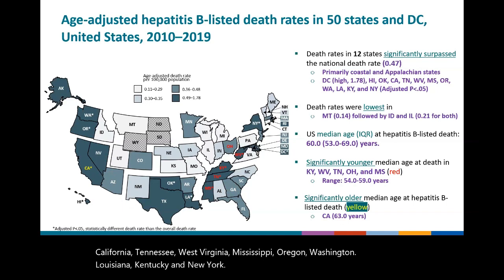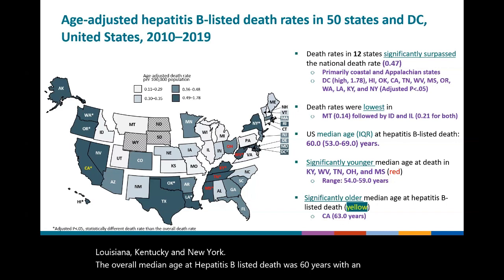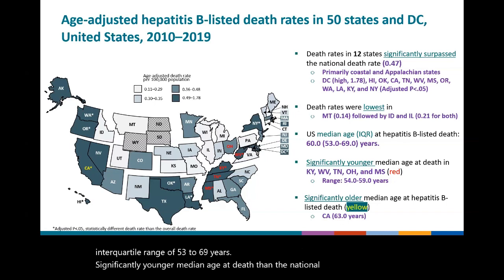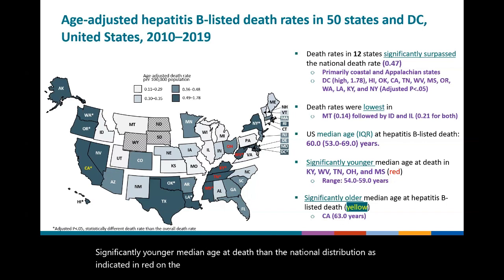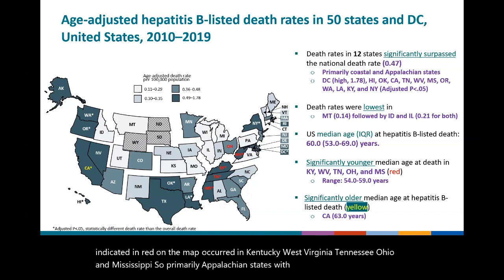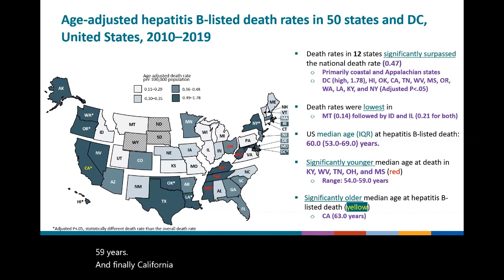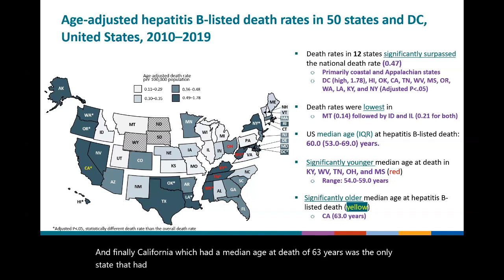The overall median age at hepatitis B listed death was 60 years, with an interquartile range of 53 to 69 years. Significantly younger median age at death than the national distribution, as indicated in red on the map, occurred in Kentucky, West Virginia, Tennessee, Ohio, and Mississippi, so primarily Appalachian states, with a median age range of 54 to 59 years. And finally, California, which had a median age at death of 63 years, was the only state that had a significantly older median age than the national distribution.